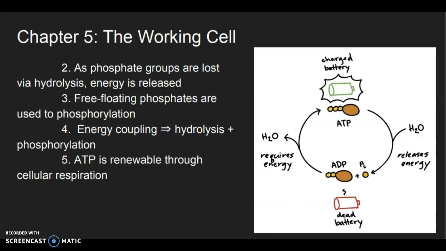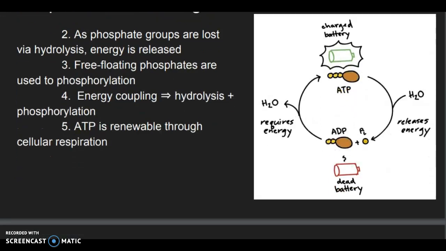So now these free-floating phosphates can be used in energy coupling because ATP is renewable through cellular respiration. Whenever you break down ATP into ADP and its phosphate molecule, you can also build it back up by putting in an input of energy to make ATP once again.